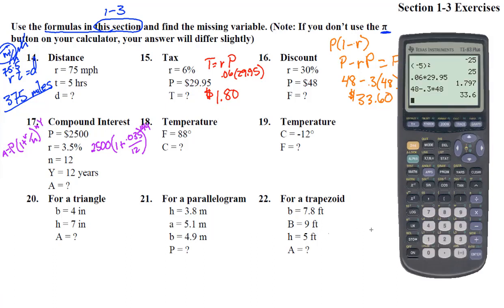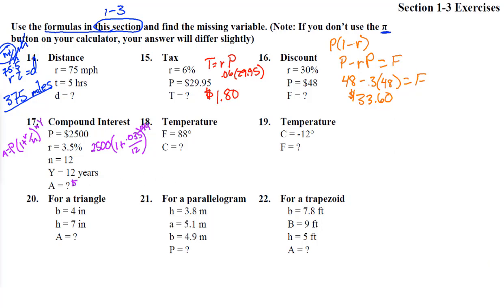Let's punch this in. Let's double check that we punched in right. 2,500 times 1 plus 0.035 divided by 12, all to the 144th power, 3802. And make sure you remember that that is in dollars and cents. 3802 point, and that was 58 cents.